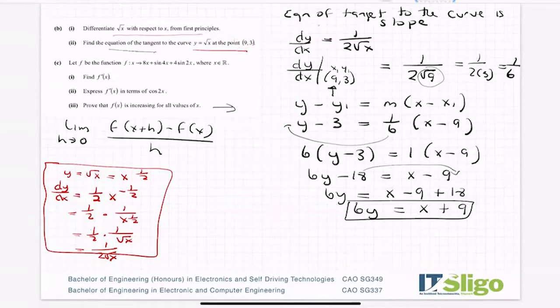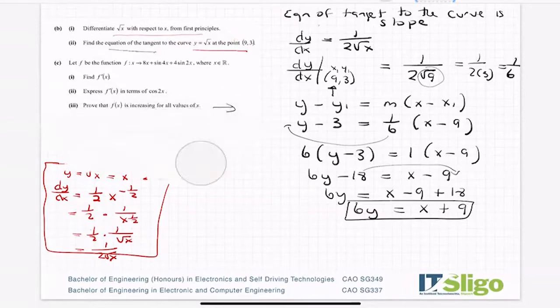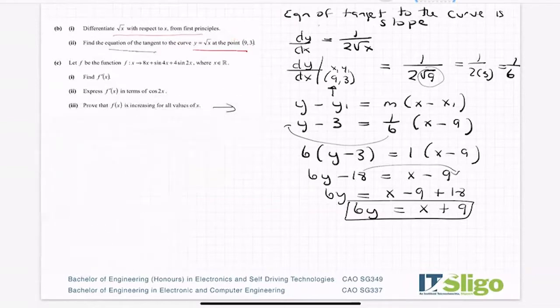Okay, so that's part B. You can see the older papers tended to have 6 questions on them, but much longer questions. So you've got 9 questions on your papers and somewhat shorter.